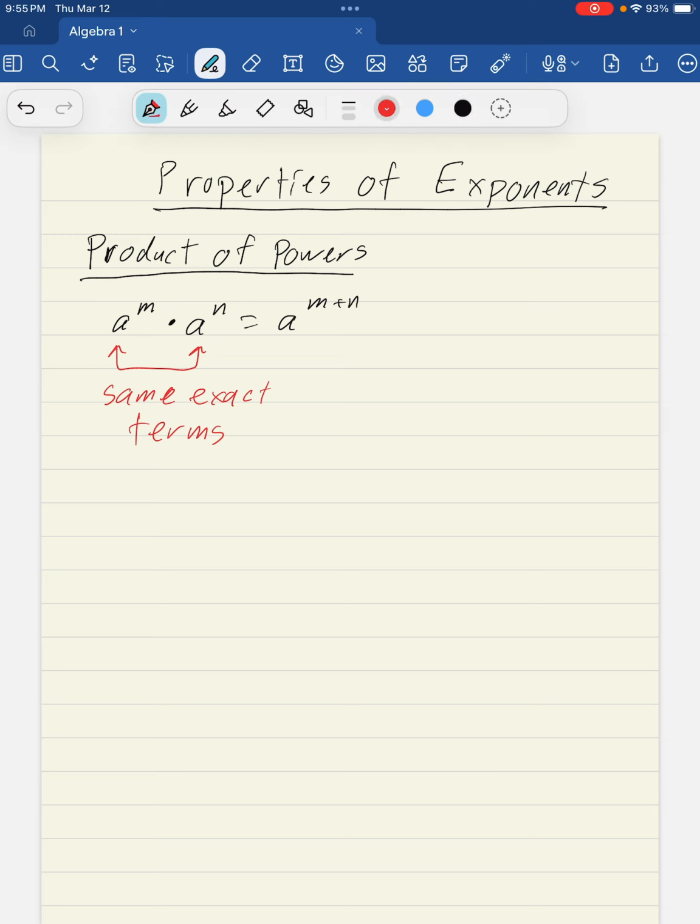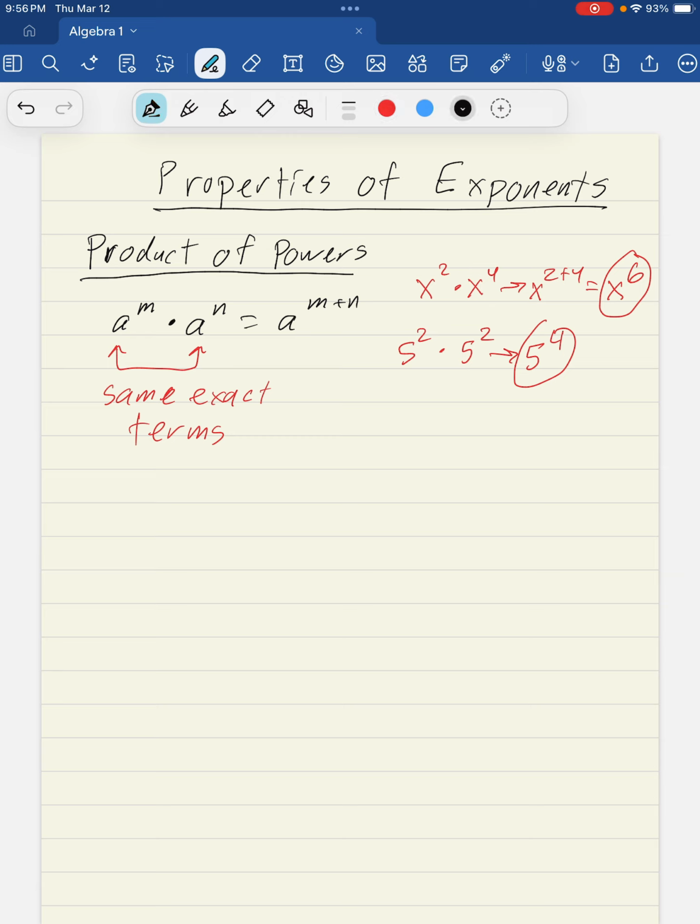Here's a few examples. If you have something like x squared times x to the fourth power, that would just be x to the 2 plus 4 power. 2 plus 4 is 6, so x to the 6th power. That also works for numbers. If you were to have 5 to the second times 5 to the second, you just add the exponents. 2 plus 2 is 4, so this could be written 5 to the 4th power. Your teacher might want you to actually put that in your calculator and put a number instead of just a number to a power. So make sure you actually follow the directions.